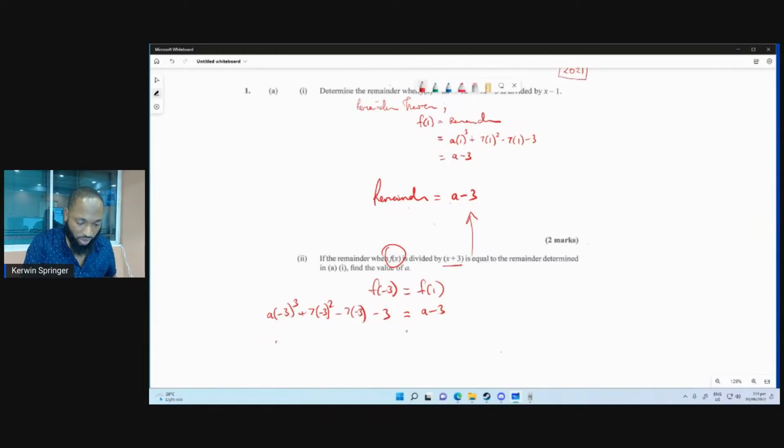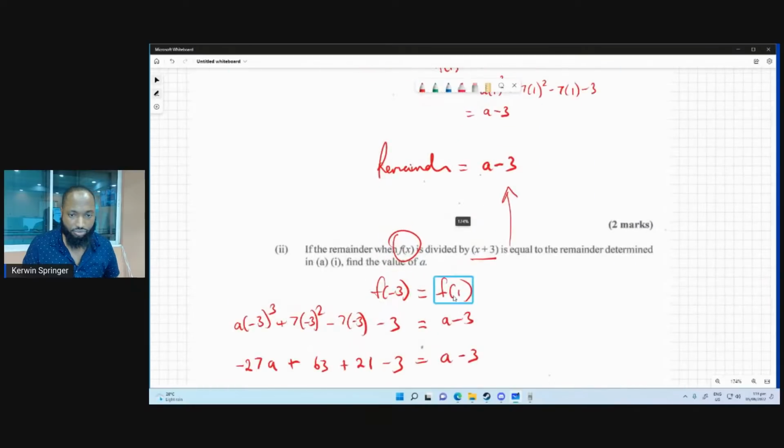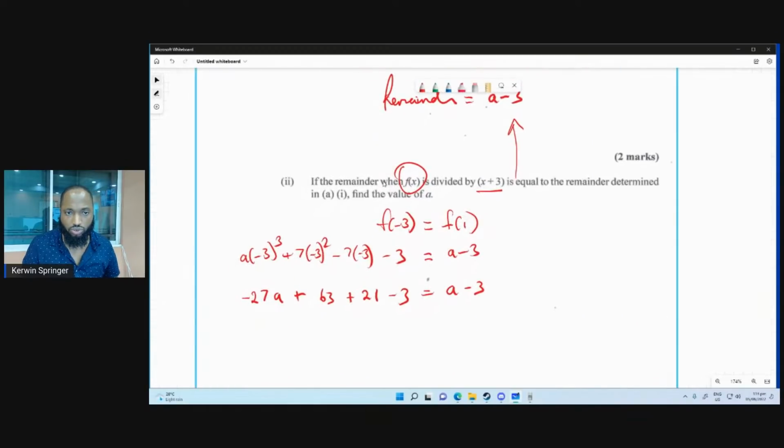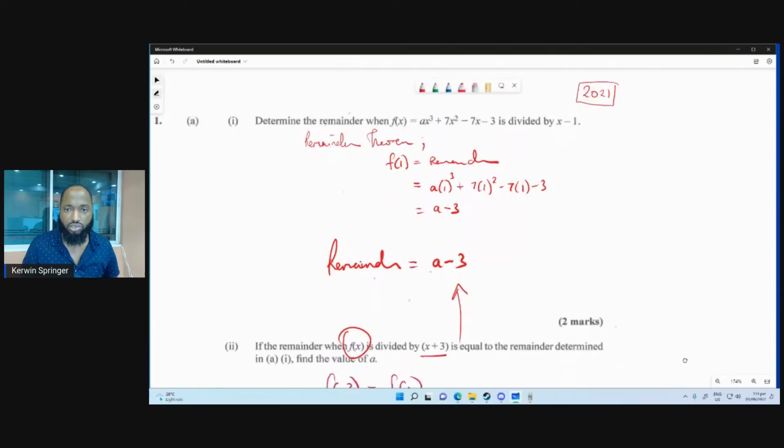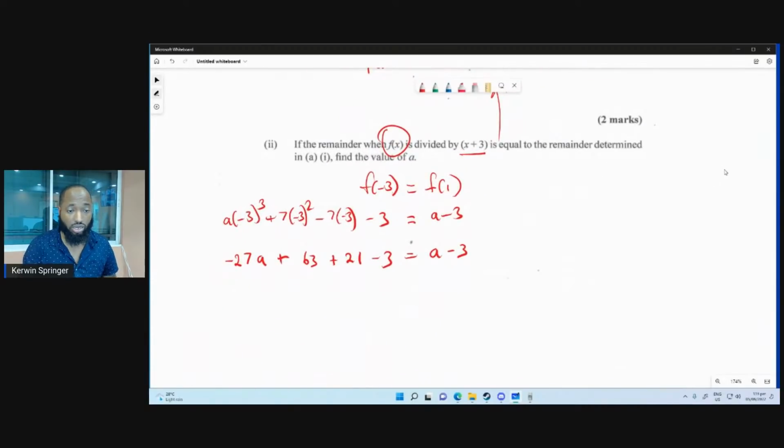So this is negative 27a plus 63 plus 21 minus 3. Let me calculate that, because things are going to get drastic in here. And that is equal to a minus 3. So I'm putting negative 3 in all these spots. Let me hope for the best.